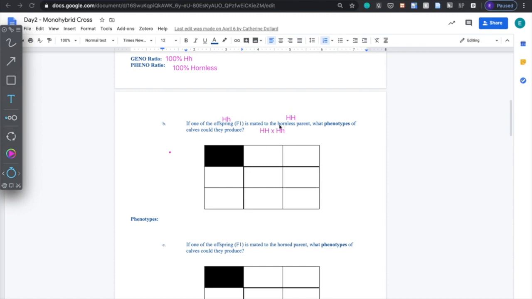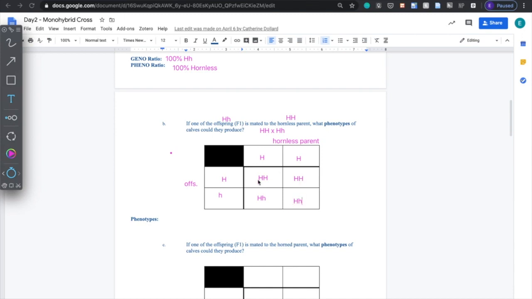So we're going to do our Punnett table. Right? So we're going to stick our homozygous dominant on the top and our heterozygous on the side. Again, it doesn't matter which one you put where. So that's our hornless parent, and this is our offspring, or our F1 parent. And so then we're going to put those together, and we're going to get 2 homozygous dominant and 2 heterozygous, right?